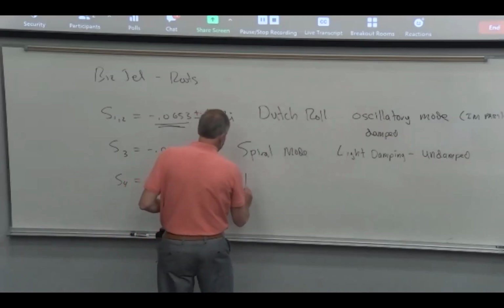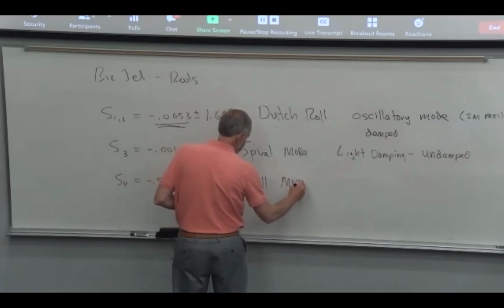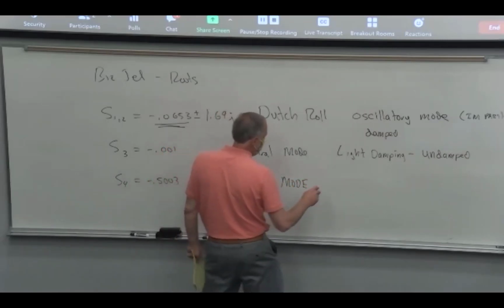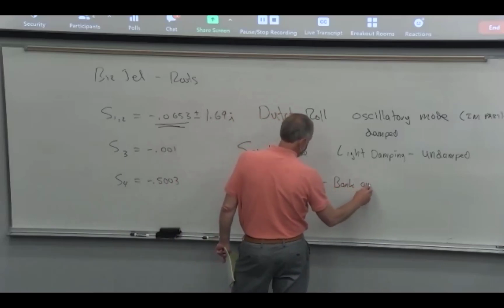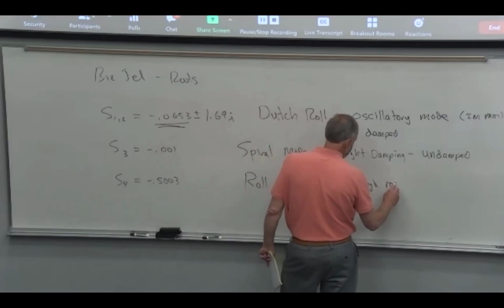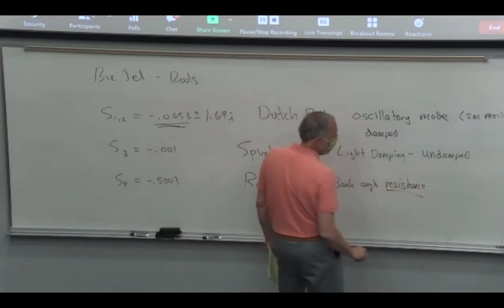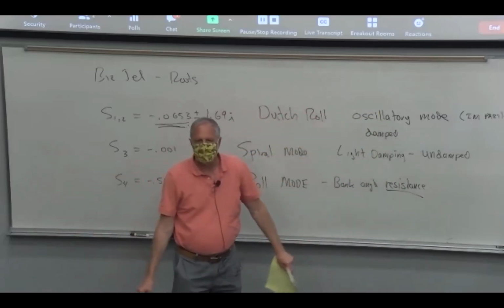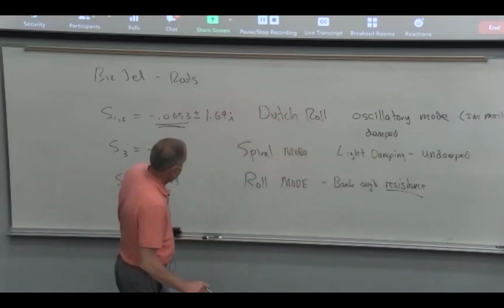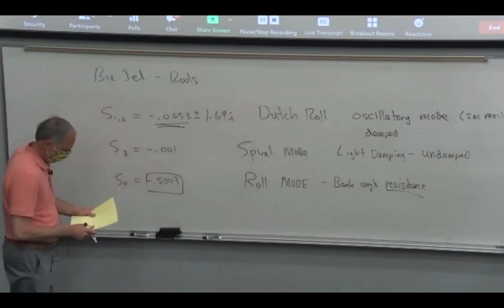And then this is called the roll mode. And this is the bank angle resistance. And it's highly damped because the big wings sticking out prevent much roll rate, much rolling motion. So you'll always get highly damped as long as you have wings.